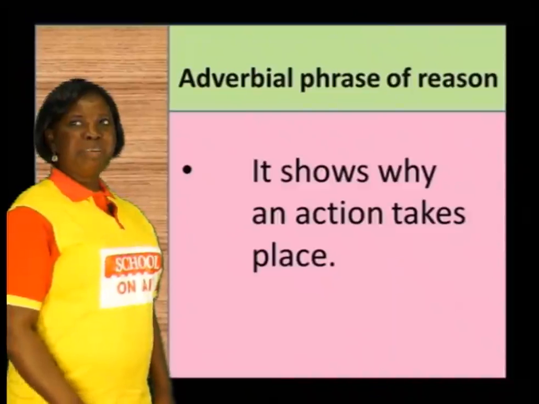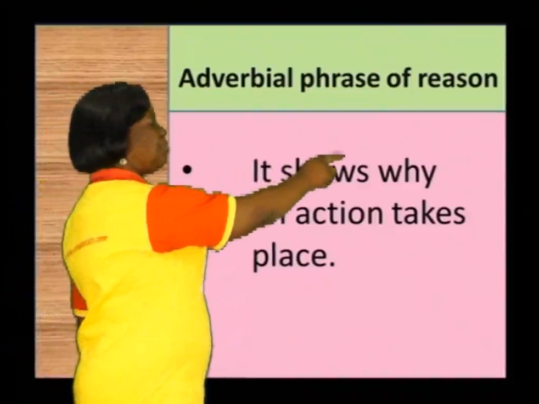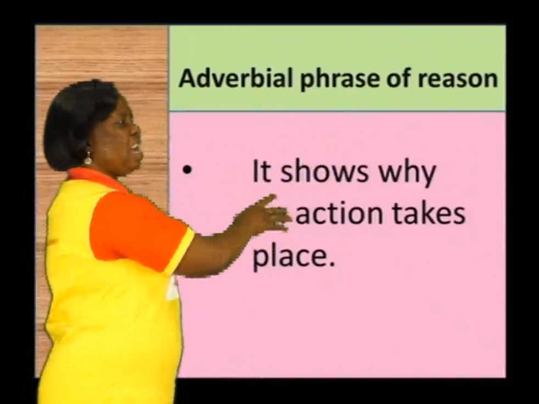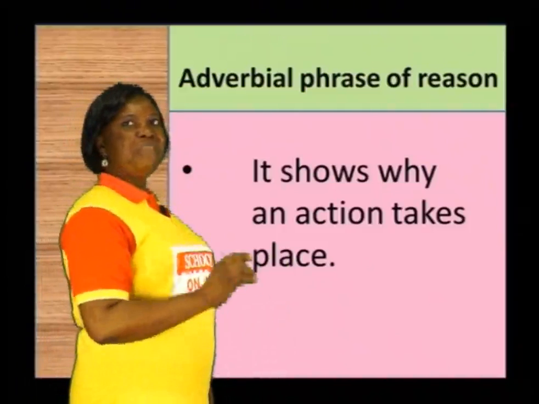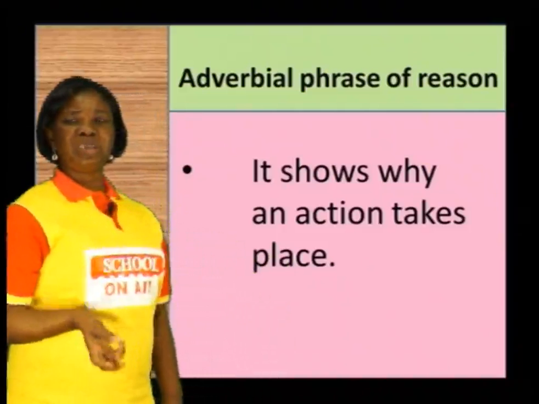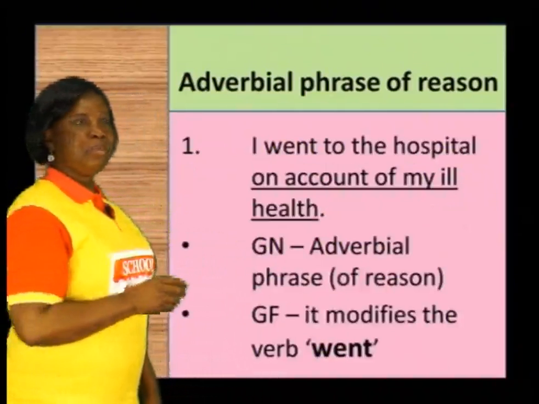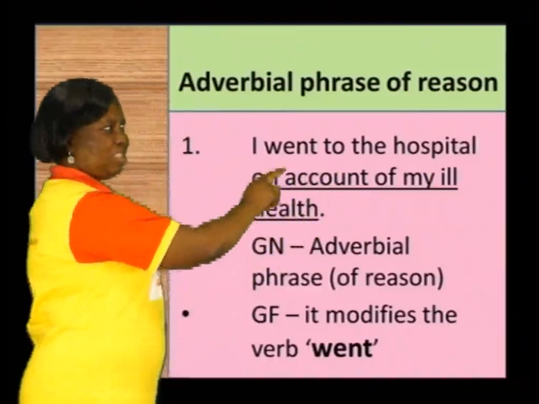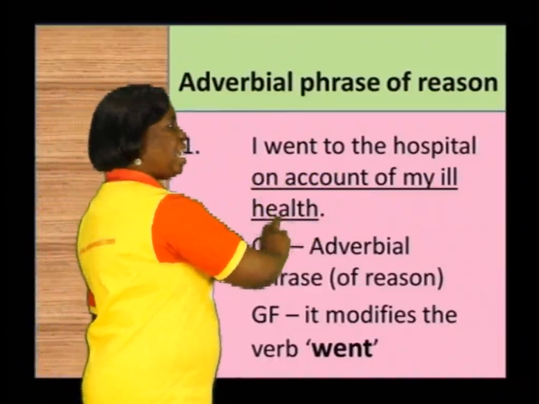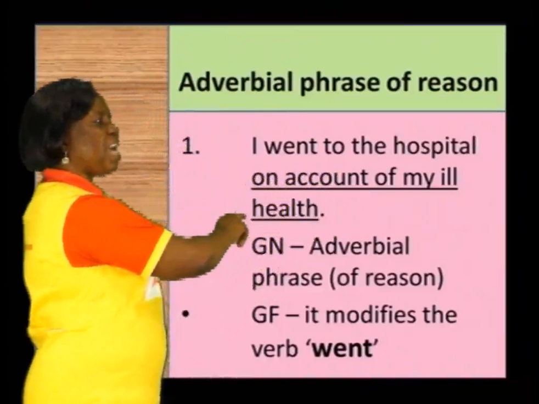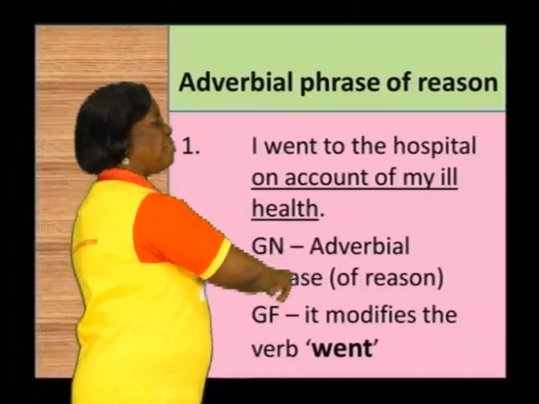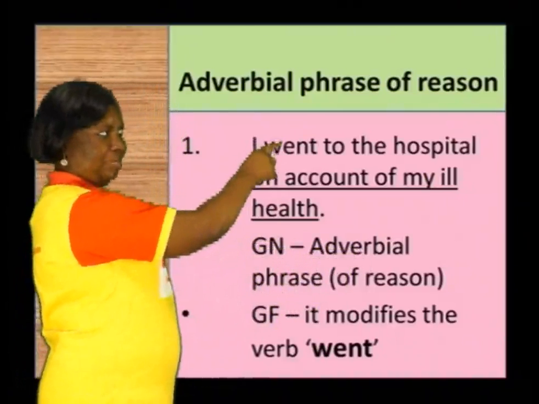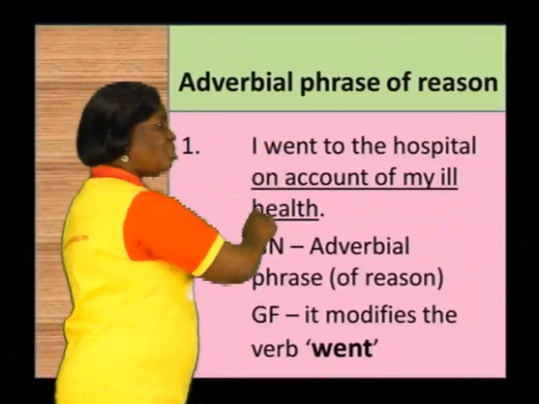So the next type of adverbial phrase now is number 3, adverbial phrase of reason. Adverbial phrase of reason shows the reason why an action takes place. That's the function of adverbial phrase of reason. It answers the question why, right? For example, example 1, I went to the hospital on account of my ill health. The underlined expression here is on account of my ill health. So the GN is adverbial phrase of reason. And the GF is it modifies the verb. Look for the verb in the sentence, which is went. So you write it out.